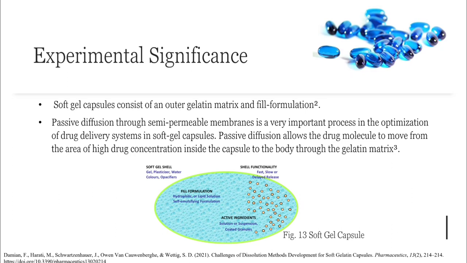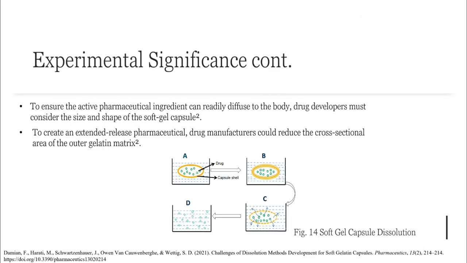Diffusion through semi-permeable membranes is a very important process in the optimization of drug delivery systems of soft gel capsules. One of the simplest ways mass diffusion of pharmaceuticals can be modeled is by Fick's first law of steady-state diffusion. Fick's law models the passive diffusion through semi-permeable membranes. Passive diffusion allows a drug molecule to move from the area of high drug concentration inside the capsule to the body through the gelatin matrix.